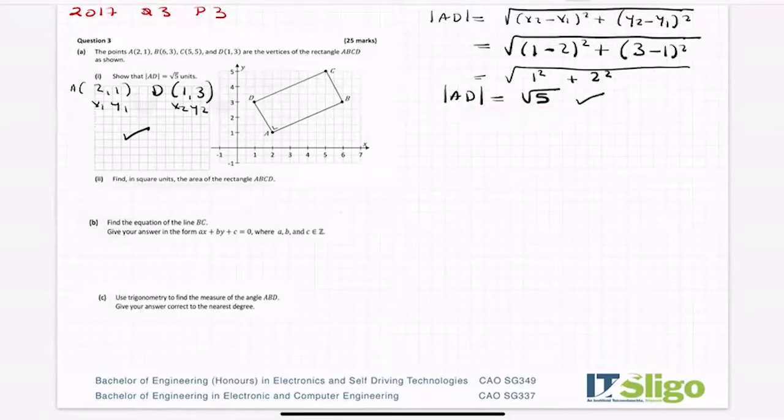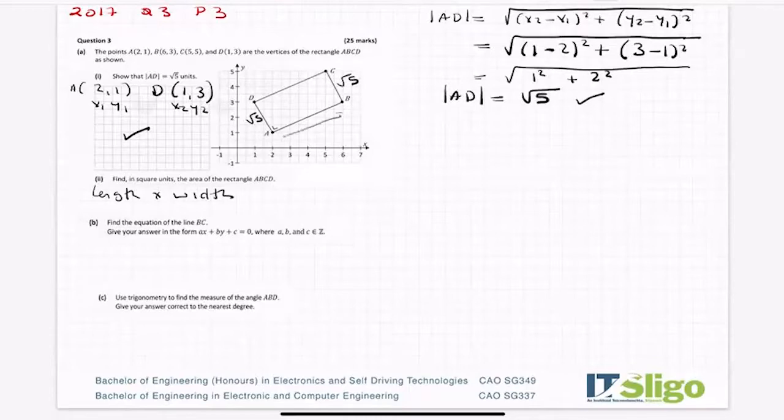And you obviously leave it in surd form, that's called surd form with the square root sign. You don't convert it to a decimal because the question said root 5. Okay, find in square units the area of the rectangle ABCD. So the area of a rectangle is length by width. You have just found out that the length of AD is root 5, or BC is root 5 because it's a rectangle.